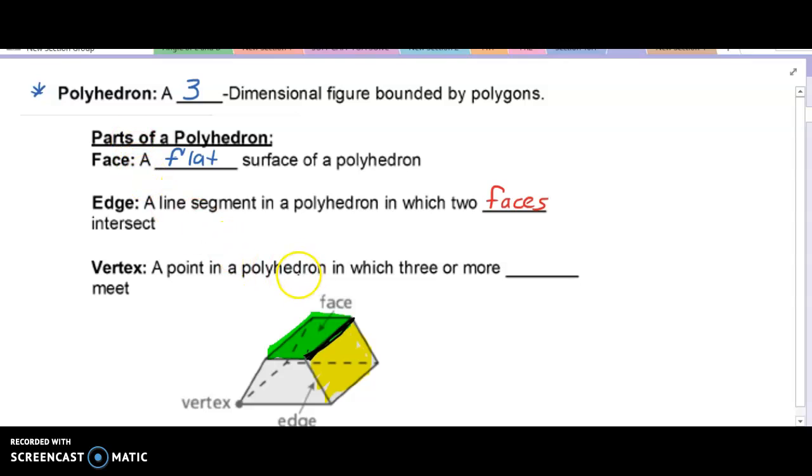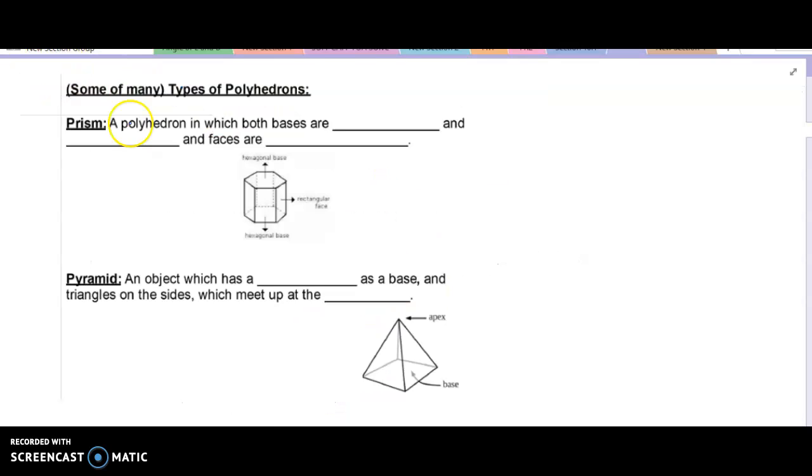And then the vertex is where 3 or more faces meet. Here we're talking about points. Just like with normal shapes, this would be a vertex, this would be a vertex, vertex, vertex, all the way around. So there are several vertices too. Some polyhedrons are prisms and pyramids. They're the main polyhedrons we're going to talk about.